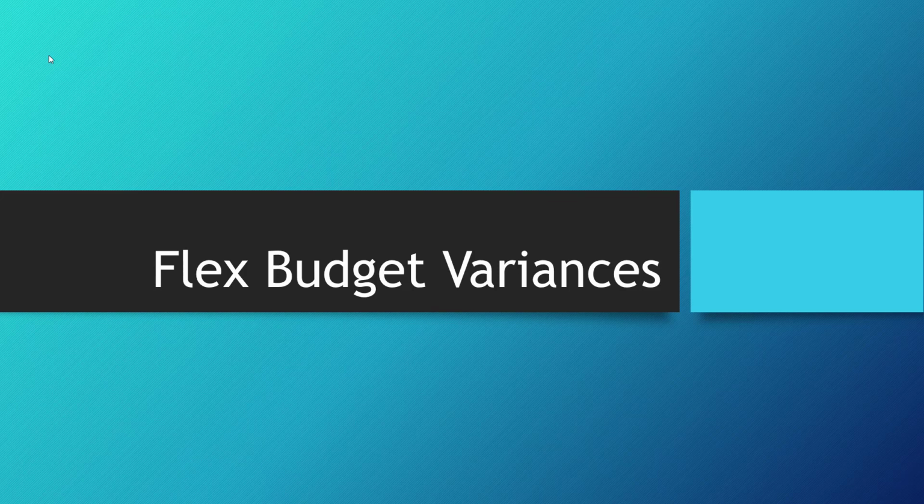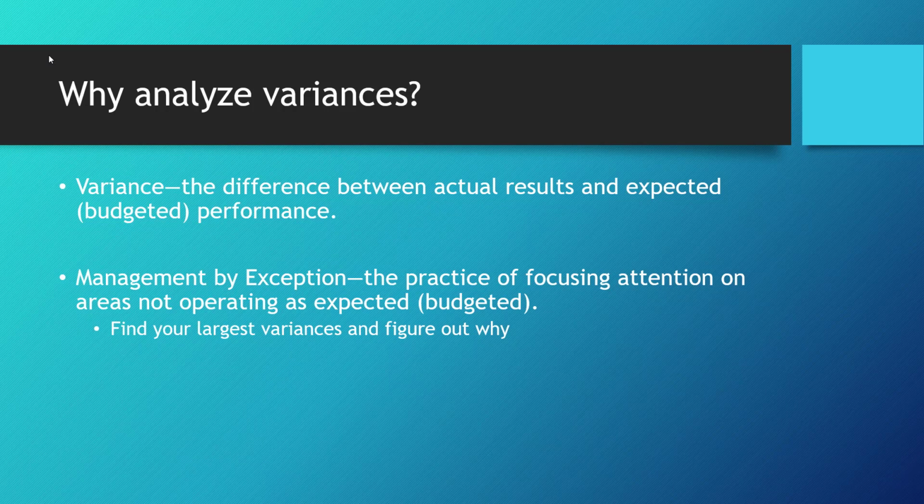Hello everyone. In this chapter we're going to be discussing flex budget variances. What exactly is a variance? Well, it's the difference between two different things. In this case, for a manufacturing firm, it's the difference between what you expected to have happen during a period when you set forth those numbers in a master budget at the beginning of the period versus what actually happened.